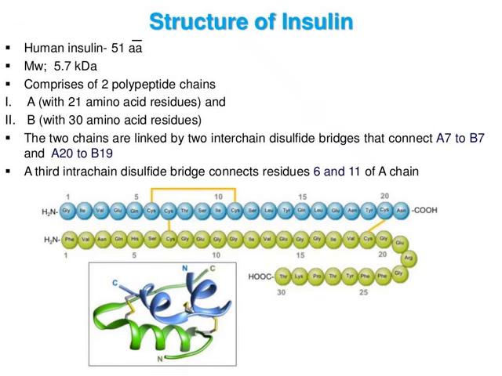These chains are held together by two interchain disulfide bridges connecting A7 to B7, this is A7 connecting to the B7, and A20 to B19. Okay, A20 to B19. And there is also a critical third disulfide bridge within the A chain itself, connecting the 6th to the 11th amino acid residues. All right.